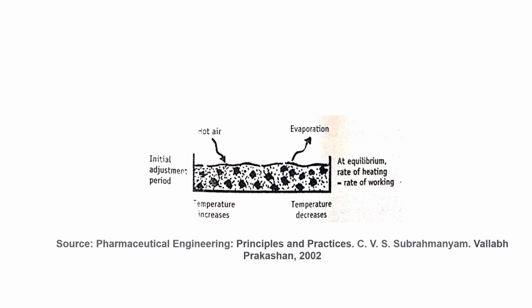This is how we can represent the solid which is being subjected to drying. Hot air is being subjected onto the surface of the solid which is to be dried, and simultaneously evaporation of the liquid in vapor form takes place. And at different stages, that is initial adjustment followed by constant rate period, first falling rate period, second falling rate period, this situation will vary. This is a diagrammatic representation.